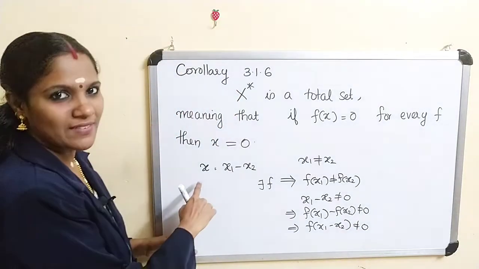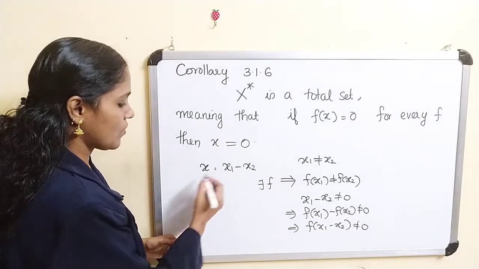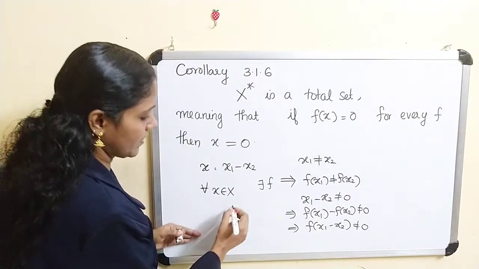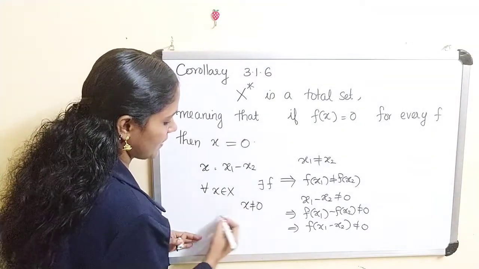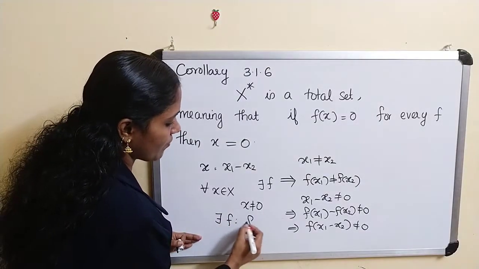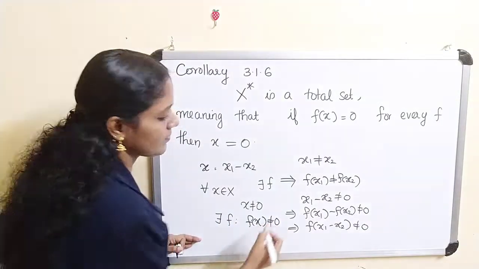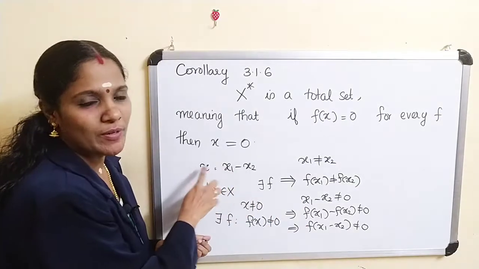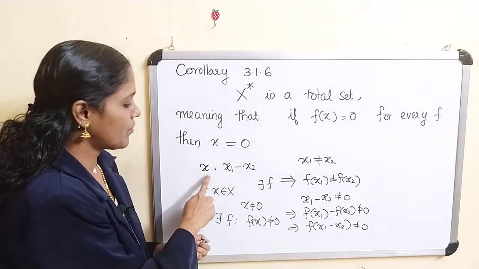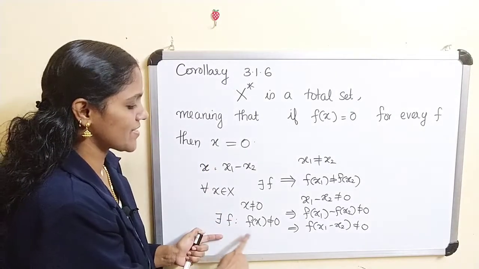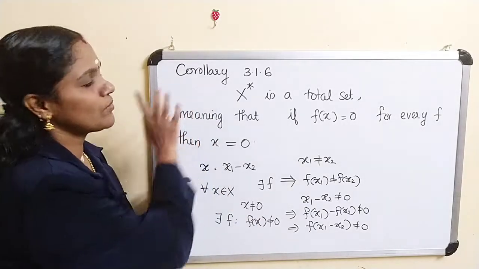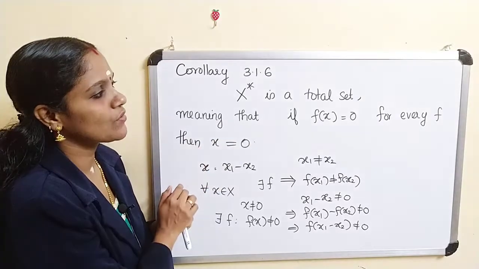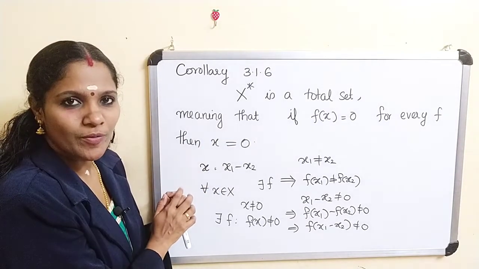If you choose x equal to x1 minus x2, that implies for every x belongs to X, if x not equal to 0, then there exists an f such that f of x not equal to 0. Using the same result, for x1 minus x2 you replace by x. Therefore if x not equal to 0, then there exists an f such that f of x not equal to 0. So now come to 3.1.6. This says that X star is a total set. That is, if f of x equal to 0 for every f, then x must be equal to 0.